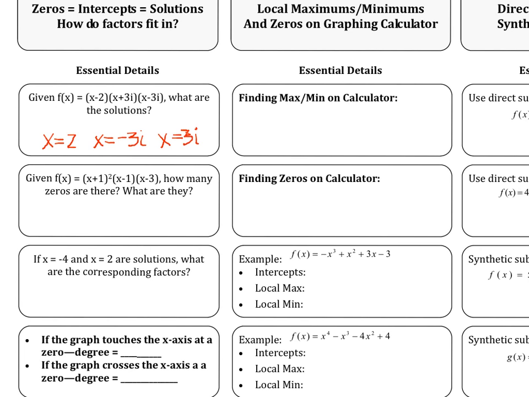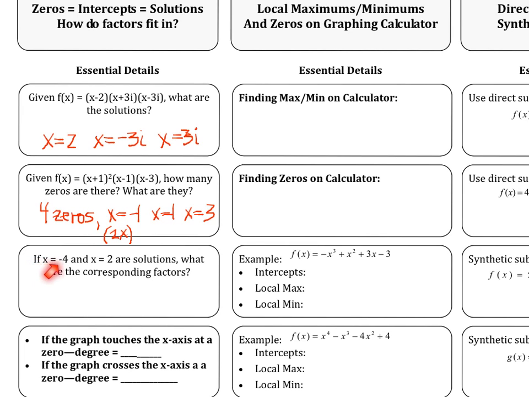The next one here, given that f of x equals this, how many zeros are there and what are they? Well, see, I have this squared. So negative 1 would make this 0, but it happens twice. So I have 1, 2, 3, 4 zeros. Okay, 4 zeros. And they're x equals negative 1, x equals positive 1, and x equals 3. Now I only wrote 3 numbers because this first one happens 2 times. And that's why I know there's 4 of them.